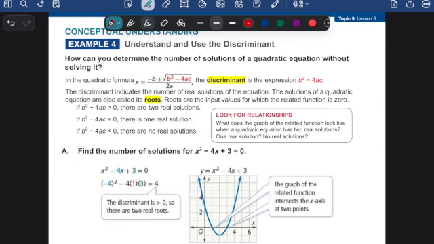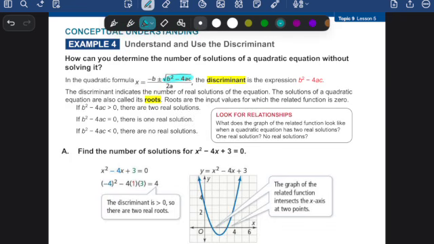Example 4, using the discriminant and what that tells us. So the discriminant is just what is underneath the radical, okay? Now, we can analyze that, and it can give us a clue to how many real solutions we will have, because let's think about it. Can we take the square root of a negative number? Well, we can't. So if our discriminant, or if what's underneath the radical, will give us a negative, then we know that's not a real solution.